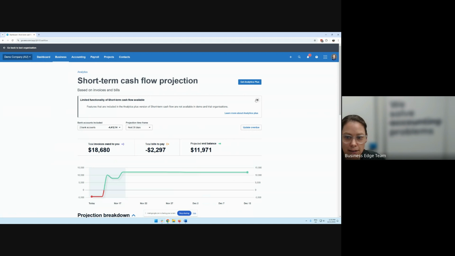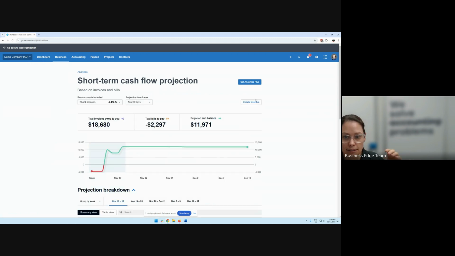So you'll see that we're just using the analytics. There is Analytics Plus, which you can pay for yourself as a small business owner. But in this case today, we're just looking at what everyone that has a business subscription can view in their Xero file. So first of all, it comes to this dashboard, and it's telling us what's happening over the next 30 days.